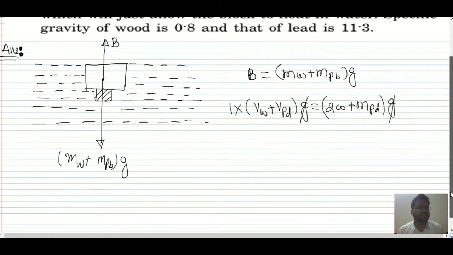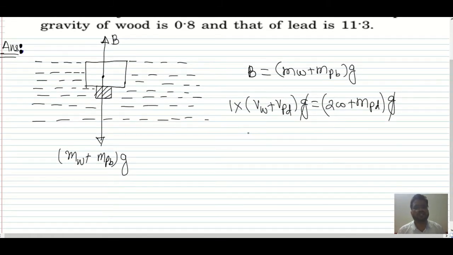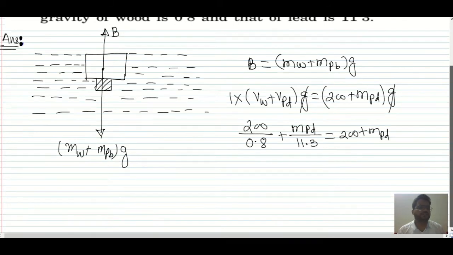This g gets cancelled. And volume of wood we can write as mass of wood divided by the density of wood, that is 0.8, plus volume of lead we can write as mass of lead divided by density of lead, that is 11.3, is equal to 200 plus mass of lead. So from this we can write 200 divided by 0.8 minus 200 must be equal to mass of lead in the bracket 1 minus 1 by 11.3.